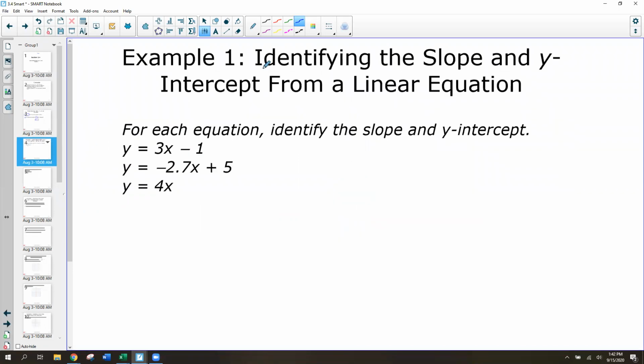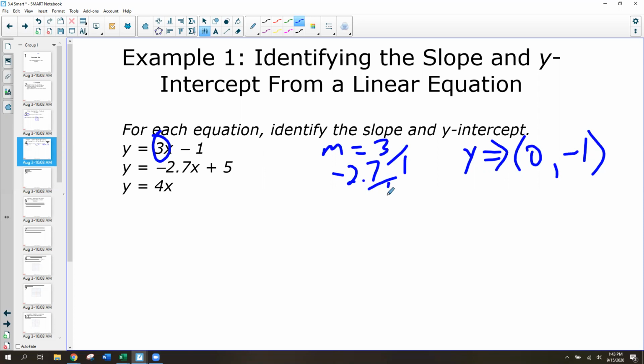So if we look at each of these equations, what's the slope and the y-intercept? For the first one, m is always the letter we use for slope. Whatever is with x is the slope, so it's 3 over 1. And the y-intercept is going to be -1, so it's at (0, -1). For the second one, it's -2.7 over 1, and then (0, 5). And then for the last one, it's 4 over 1, and then there's nothing there, right?